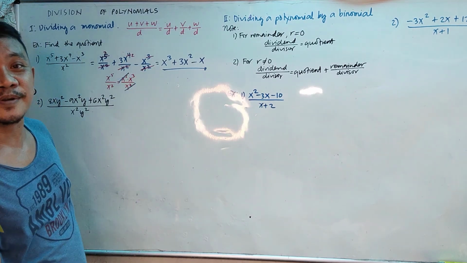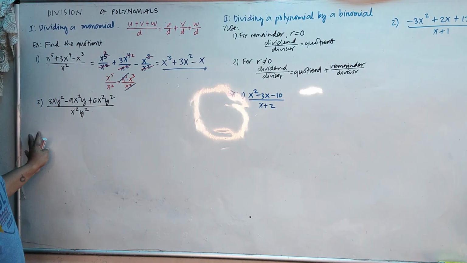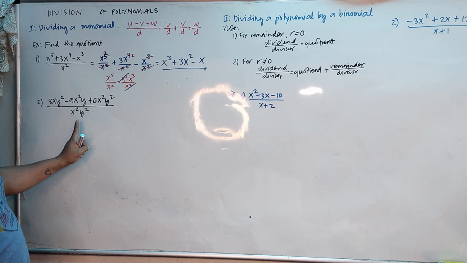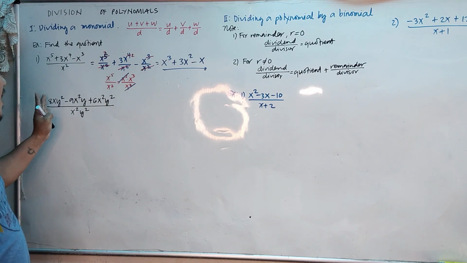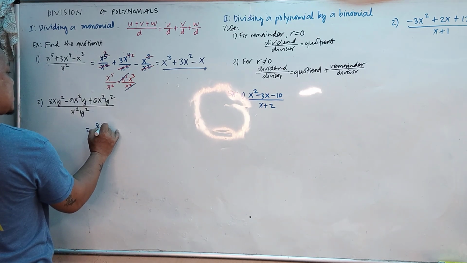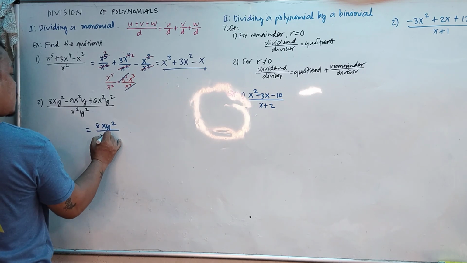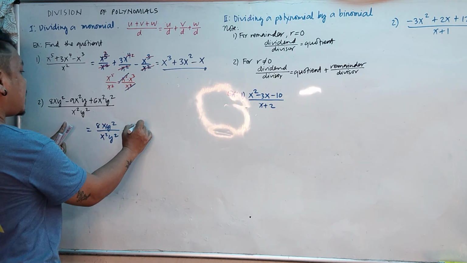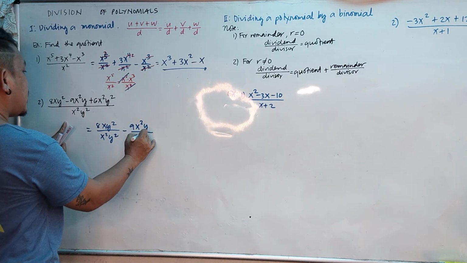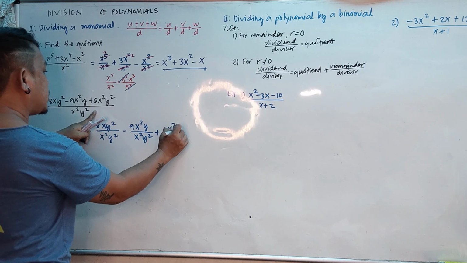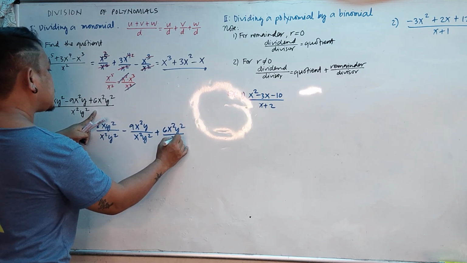We just divide each term by the divisor. Let's move on to example number 2. Given 8xy squared minus 9x squared y plus 6x squared y squared over x squared y squared. We divide each term, class, to make it easier. You have 8xy squared over x squared y squared, because the divisor is a monomial. Minus 9x squared y over x squared y squared. Plus 6x squared y squared over x squared y squared.